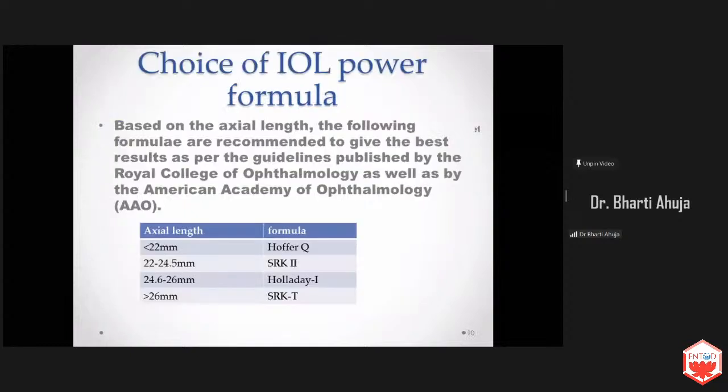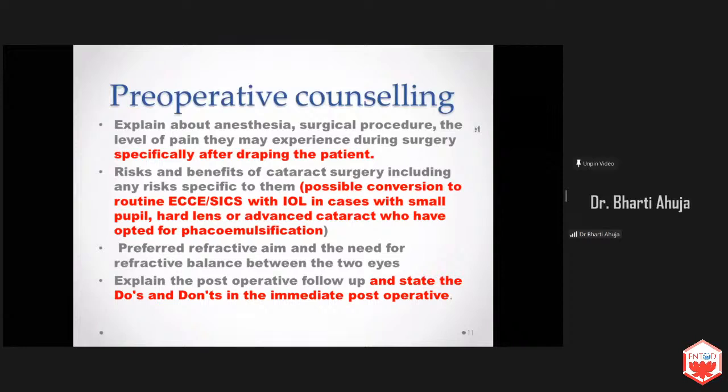IOL power formula choice: if the eye has a short axial length, less than 22 mm, the Hoffer Q formula is considered appropriate. SRK2 is still considered for axial lengths of 22 to 24.5 mm, and if the axial lengths are high, more than 26 mm, the SRK/T formula needs to be applied.